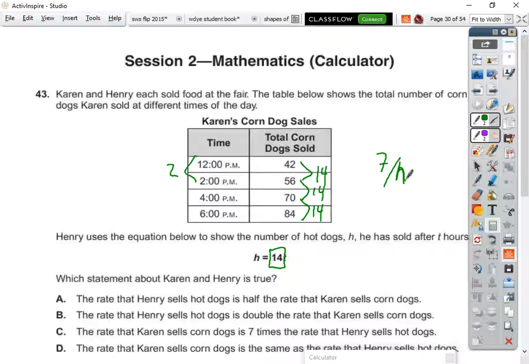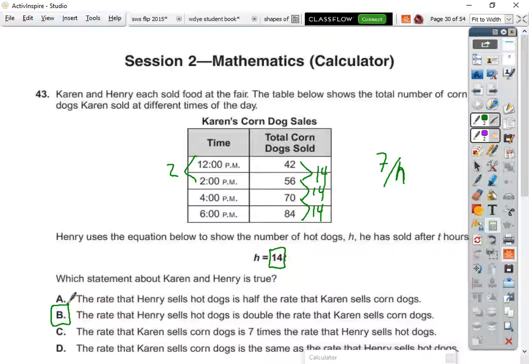So, we know that Henry sold twice as many dogs as Karen. So the rate Henry sells hot dogs is half. No. The rate that Henry sells hot dogs is double the rate Karen sold. Yes, that is true.